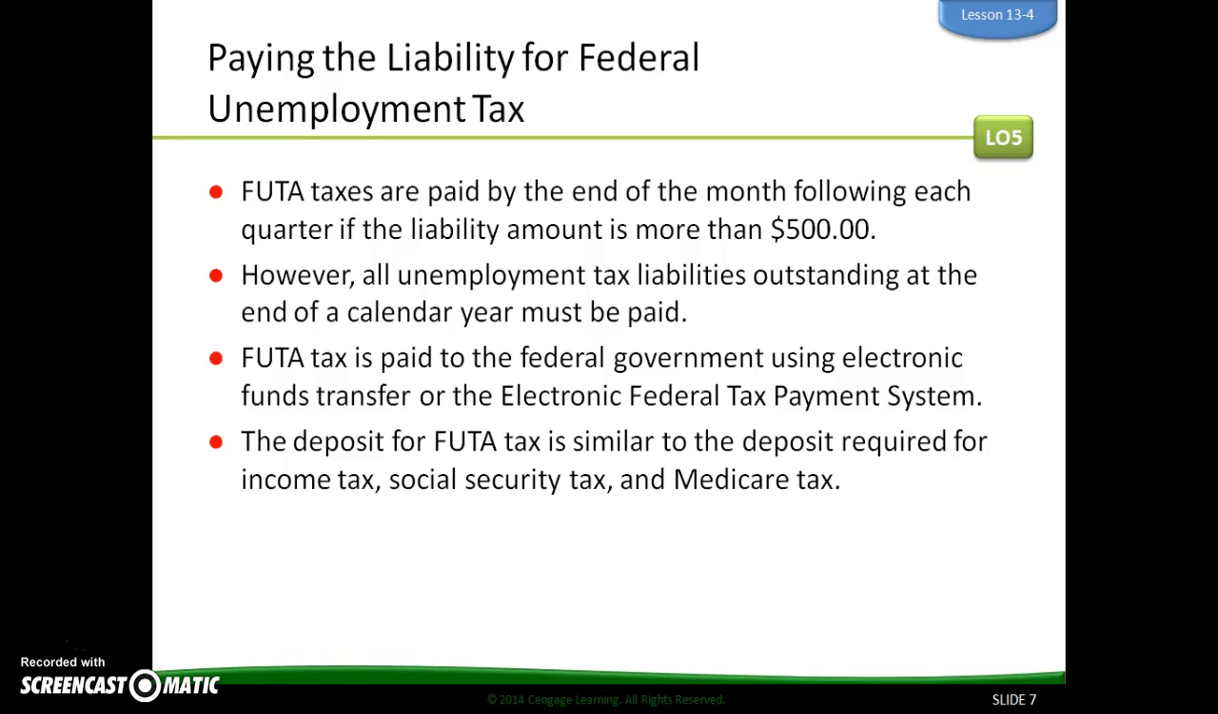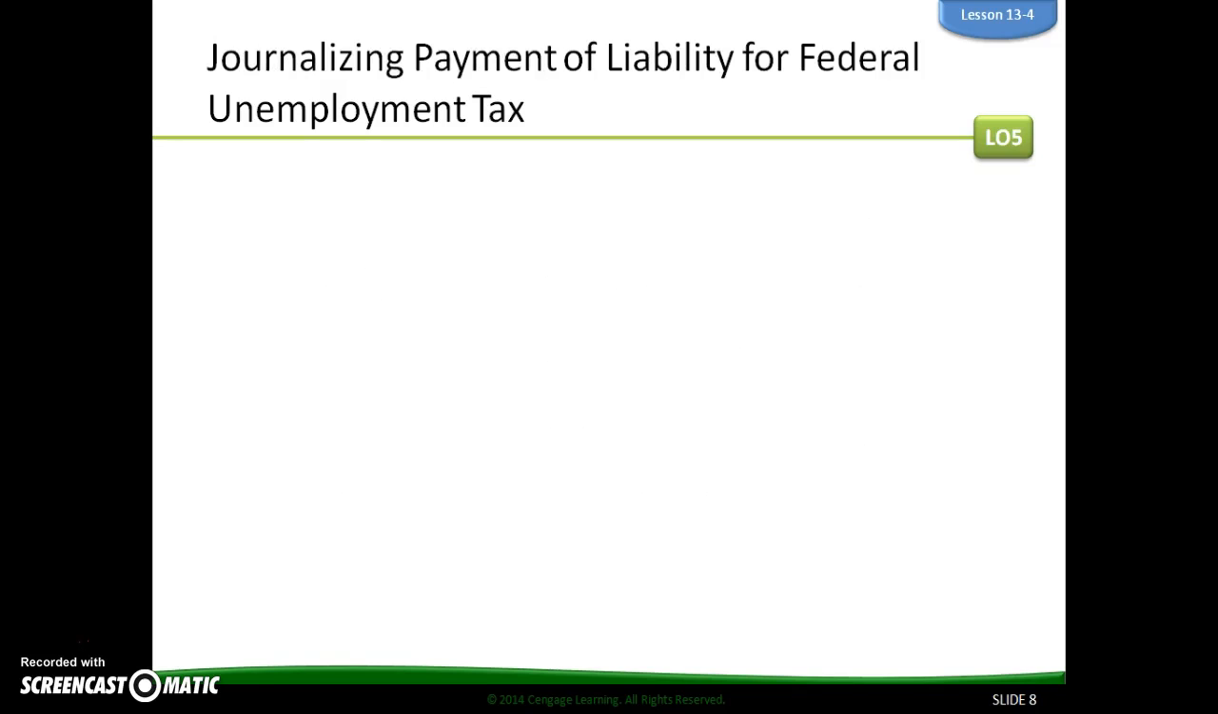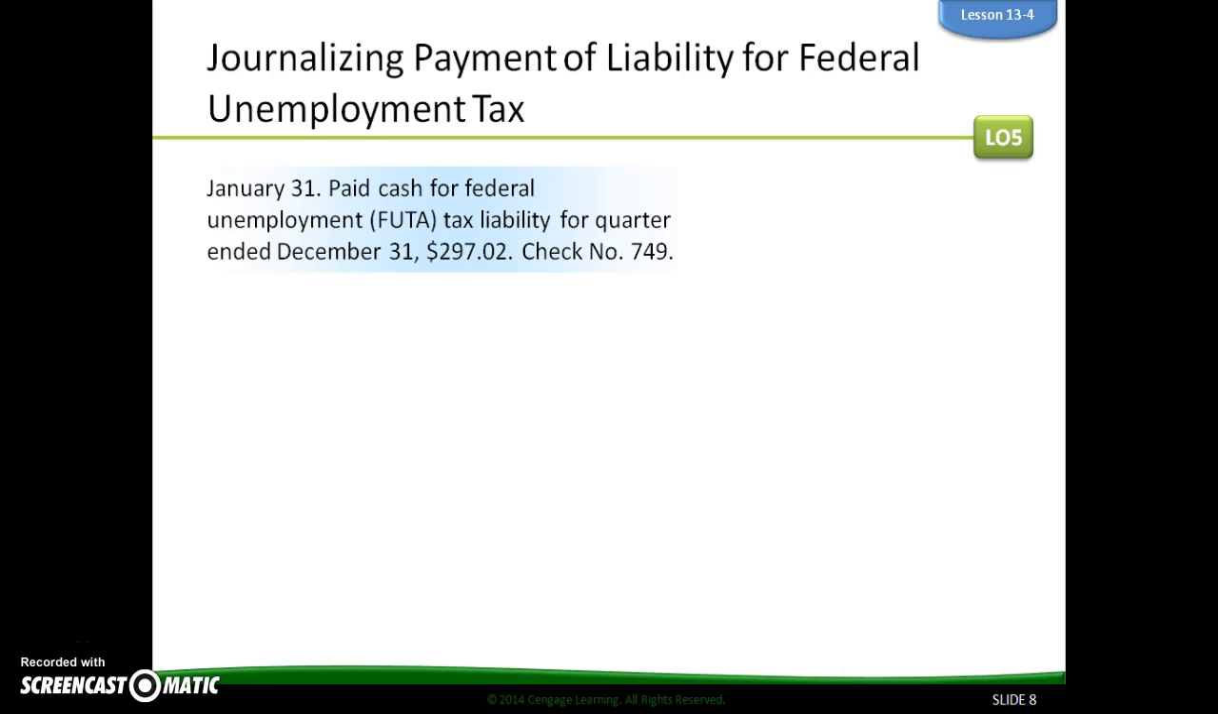And the deposit is similar to the deposit that's required when you do income tax or Social Security or Medicare, and you go ahead and post it the same way. So here's how you journalize it. Pay cash for the federal unemployment tax liability for the quarter ending December 31st, which means now we're at the end of the year, so anything that would be due, we're responsible for paying.